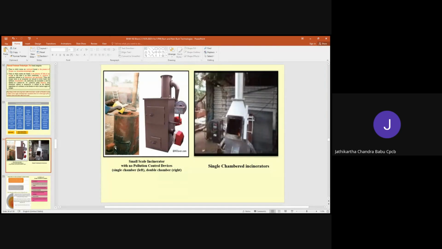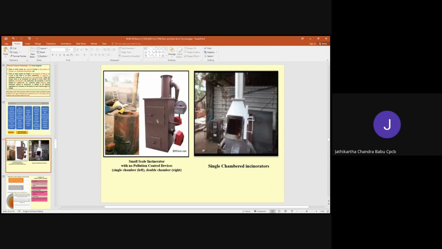This is a simple type of system. It is a small scale incinerator, but without any air pollution systems. Here there is only one chamber. It is not having any double chambers. Or maybe a small scale incinerator may be there without any controlled air supply or fuel, simply burning. It is like open burning, but it is a controlled chamber. One chamber is there, but no pollution control system.